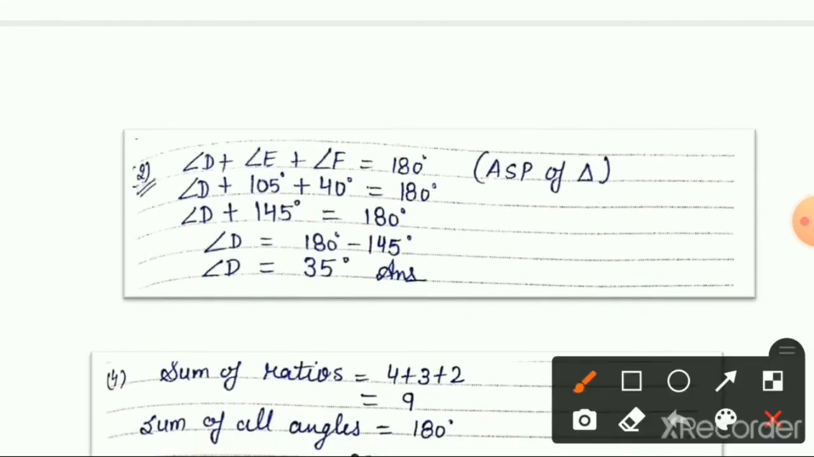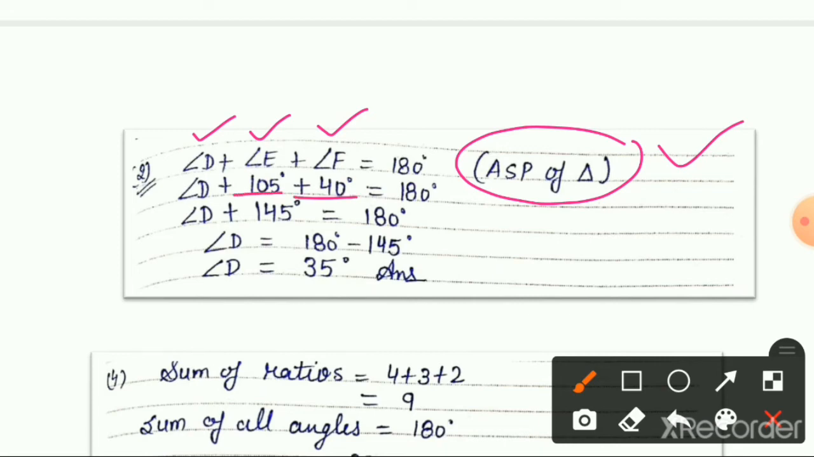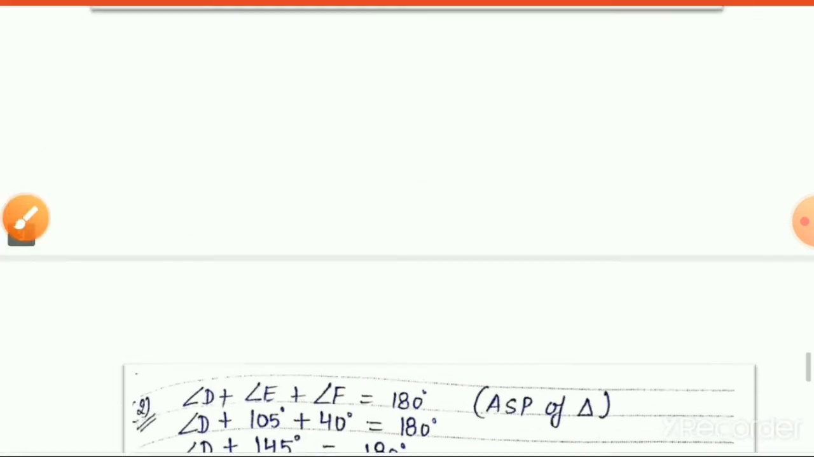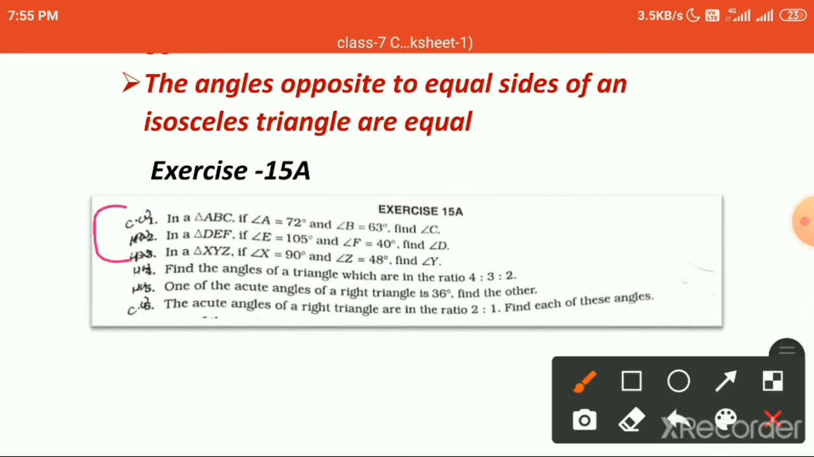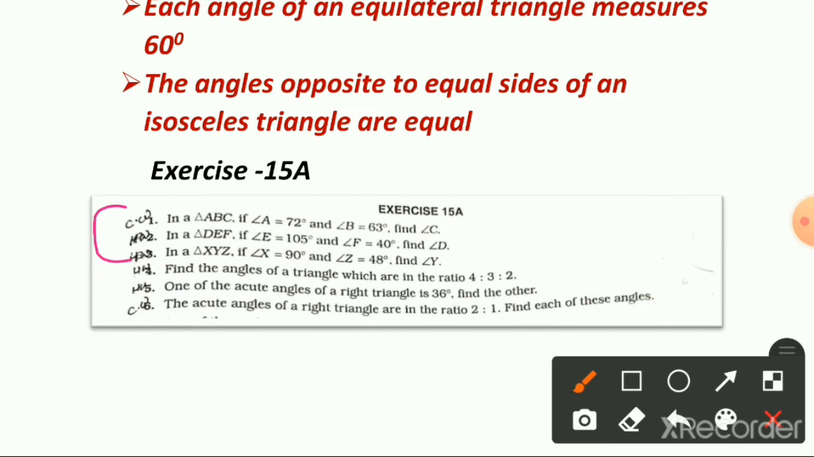Like for question number 2, angle D plus angle E plus angle F equals 180 degrees, and we need to write the reason also: angle sum property of a triangle. Now when I put in the E and F values, add them, and shift them to the other side, we will get the value of angle D. This is the way to solve the question. So you can solve questions 1, 2 and 3 because they are based on the same concept.